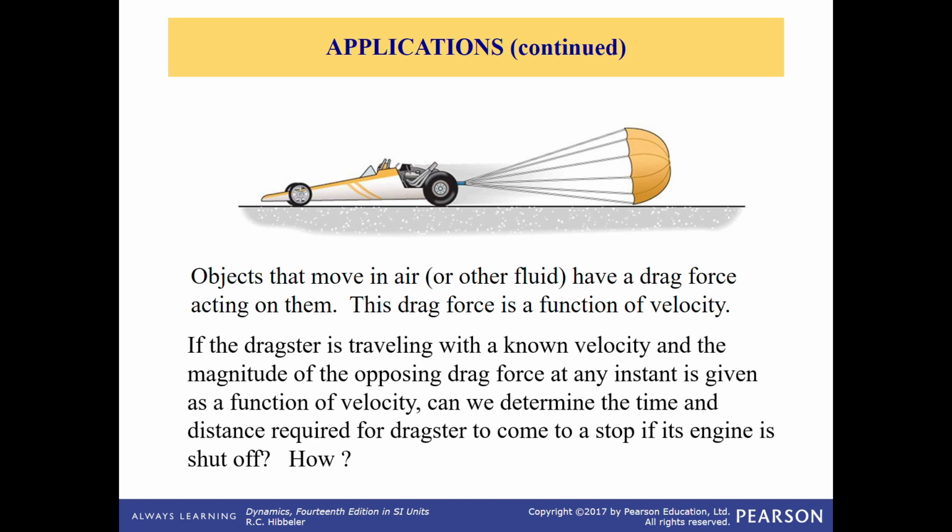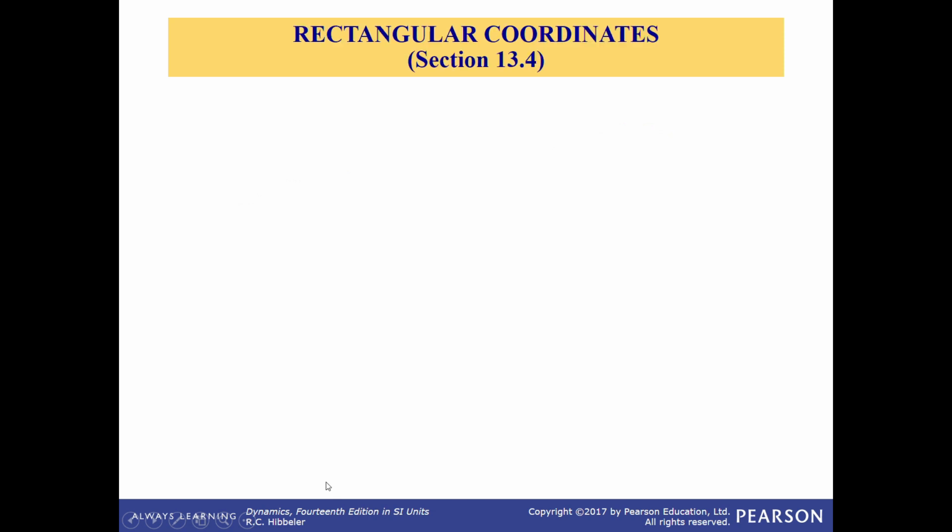So if the dragster is traveling with a known velocity and the magnitude of the opposing drag force at any instant is given as a function of velocity, how can we determine the time and distance required for the dragster to come to a stop if its engine is shut off, and how to do that?